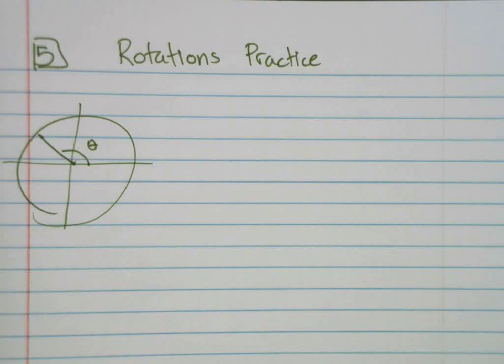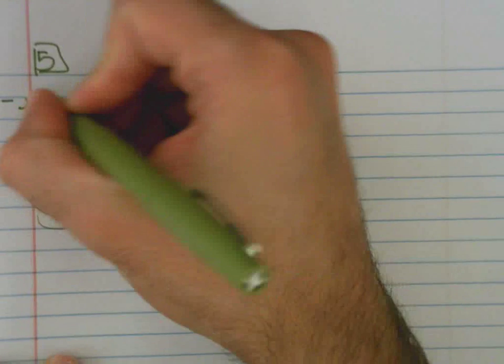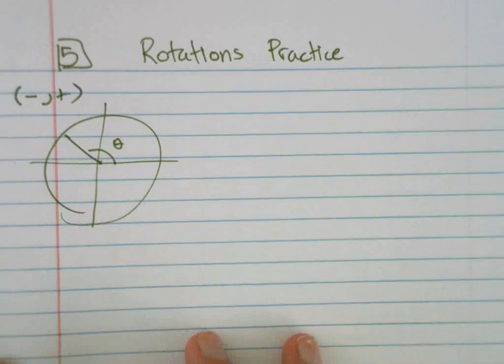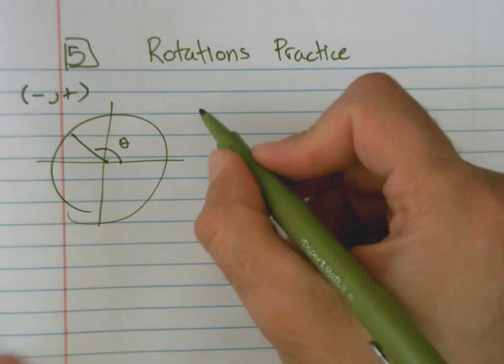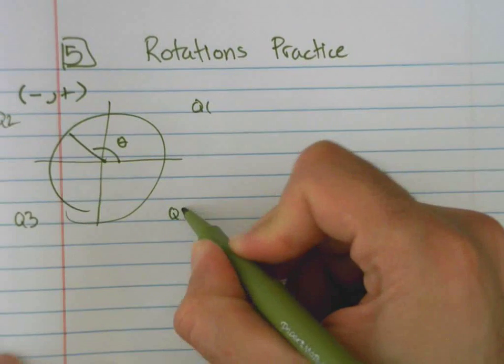You know the x value is, and the y value is, right? And what I was looking for there is, you know, the x value is negative, and the y value is positive. So quadrant 1, 2, 3, and 4.